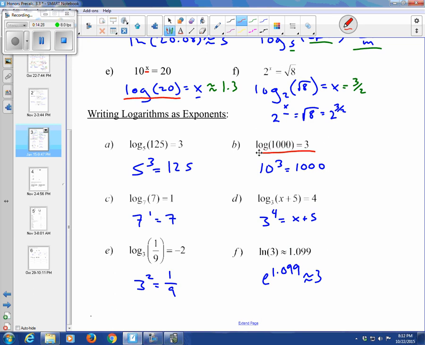Right here I've got log base 7 of 7 equals 1. Again, what this is asking is what do I have to raise 7 to in order to get 7, and that's the 1 power, right? So right here we can see that clearly as an exponential expression.